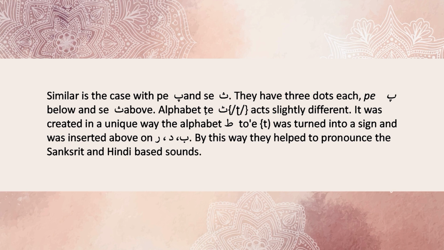The alphabet te acts slightly differently. It was created in a unique way. The alphabet toy, or thaw, was inserted on groups like be, dal, re. In this way, they help to pronounce Sanskrit and Hindi based sounds. Here we will talk about one alphabet that is called te. It has the sound, or phoneme, of te. And the alphabet te also belongs to the be group.